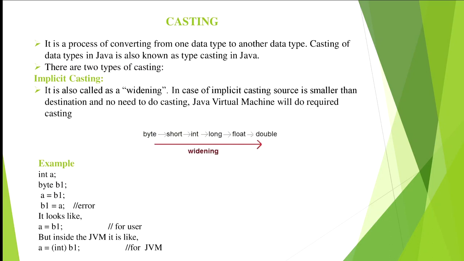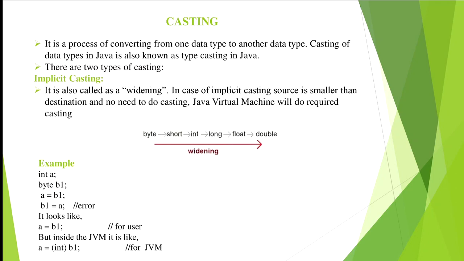If I reverse this statement, b1 = a, then it causes an error. Why? Because the source is greater than the destination, and that's why it creates the error.